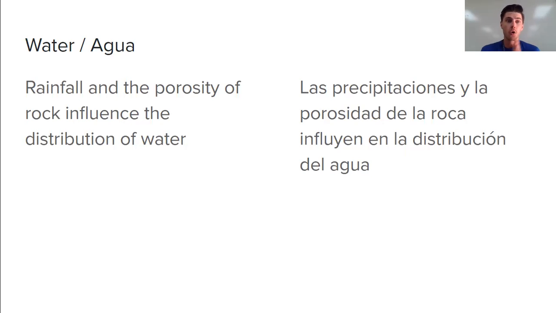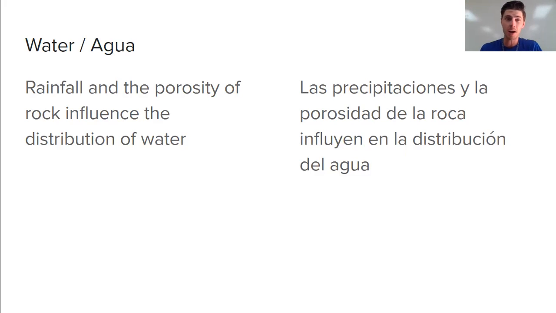For water: rainfall and the porosity of rock influence the distribution of water. Rainfall is, of course, the precipitation that's falling from the sky. If there's more rain, we could have more groundwater. The porosity of rock just means the pores, or the little spaces and openings in the rock underground that can hold water. If the rock underground has lots of pores, has a high porosity, it could lead to aquifers or better underground storage of water.